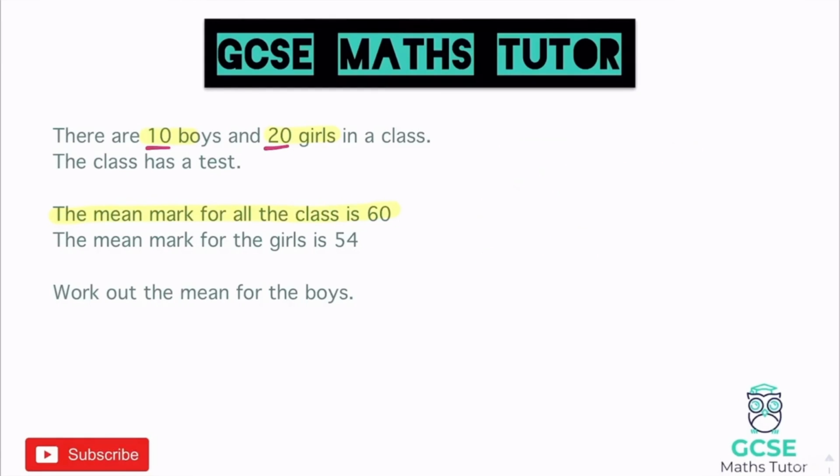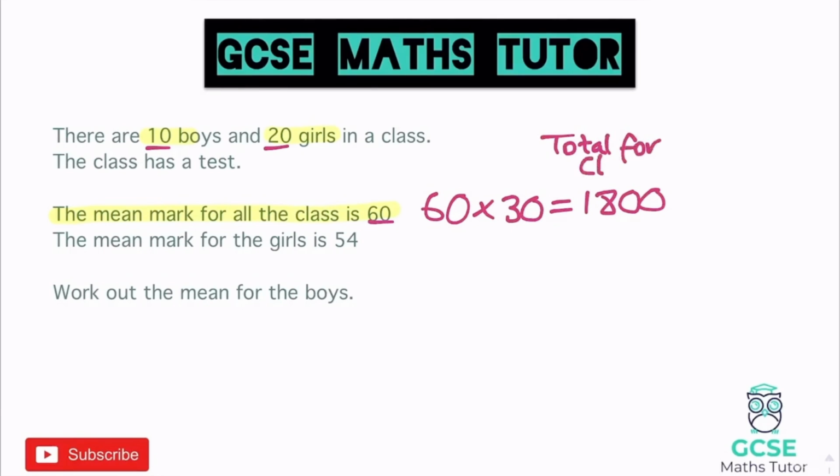So we've been given that the mean for the whole class is 60, and we've just established that there's 30 students in the whole class. So we're going to do 60 times those 30 students, and that's going to tell us their total. So 6 times 3 is 18, add on the 2 noughts, that's 1,800, and that is the total for the whole class. And it's usually worth just labelling these, particularly if you haven't quite got your head around it. Let's just label that total for class.